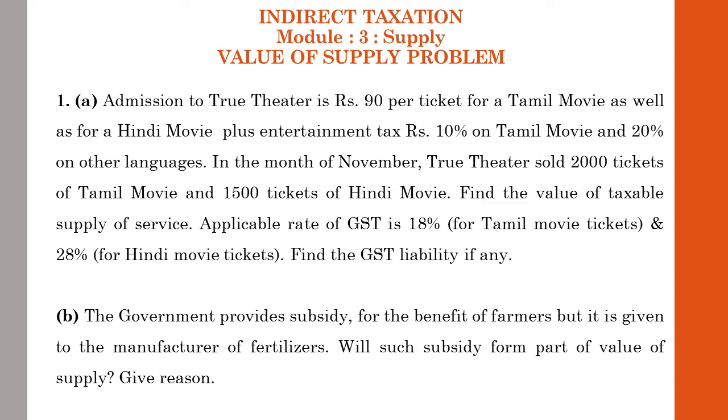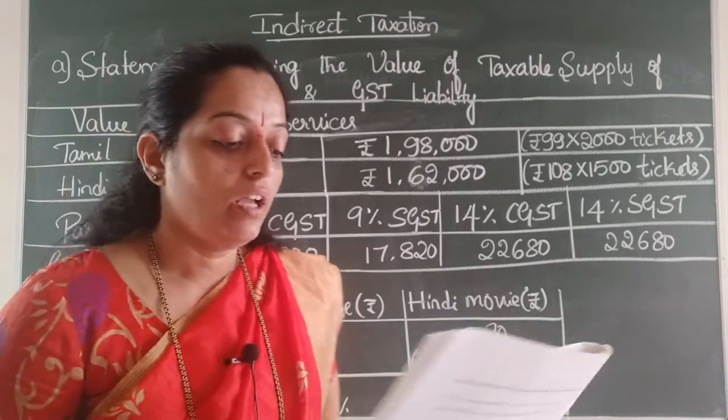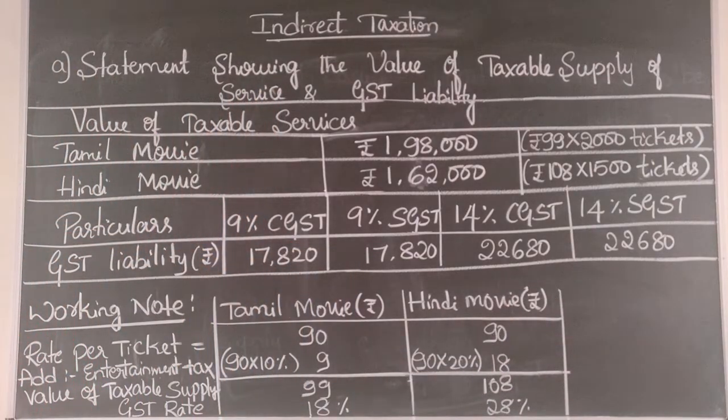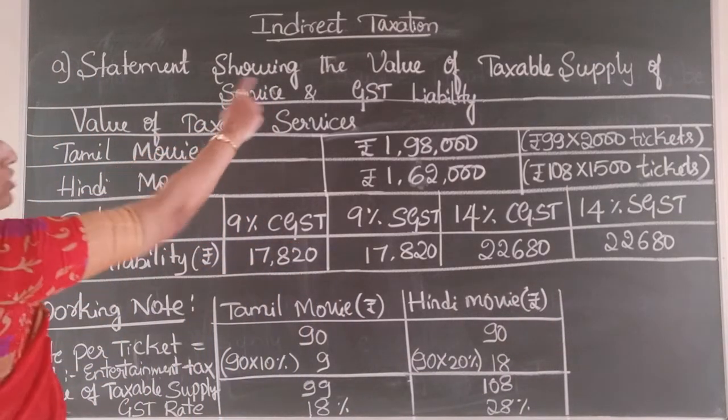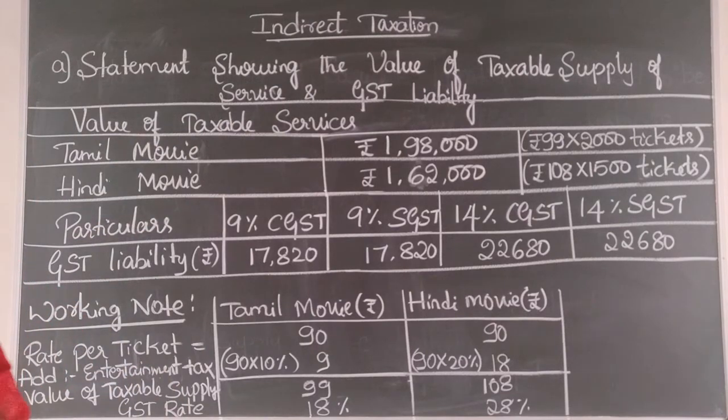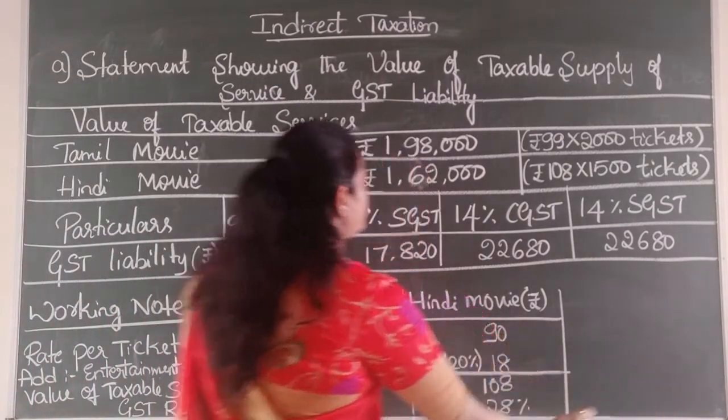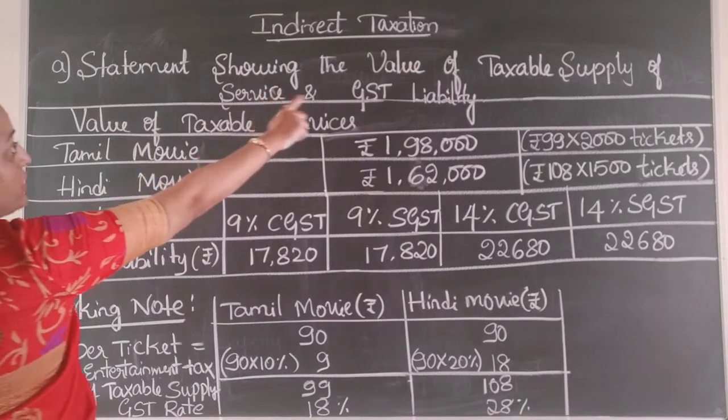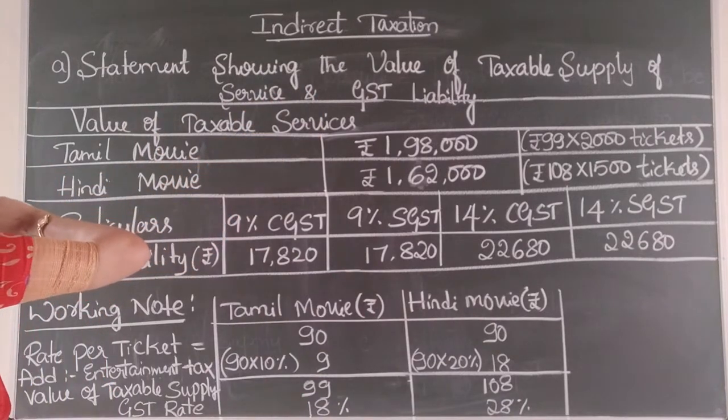Applicable rate of GST is 18% for the Tamil movie tickets and 28% for Hindi movie tickets. Find the GST liability if any. See, in this case, we need to find out a statement showing the value of taxable supply of service and GST liability.